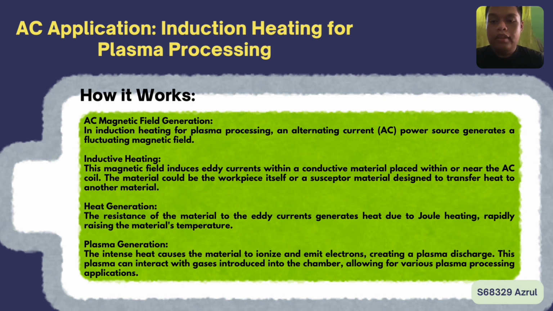First is AC magnetic field generation. In induction heating for plasma processing, an alternating current, we call it AC, power source generates a fluctuating magnetic field. And second is inductive heating.